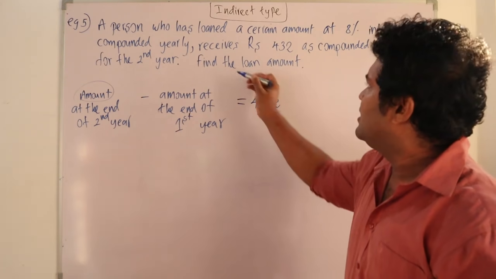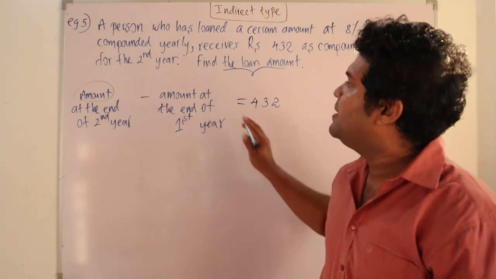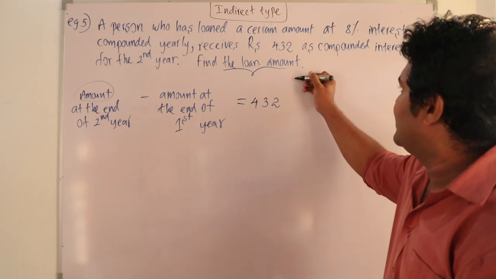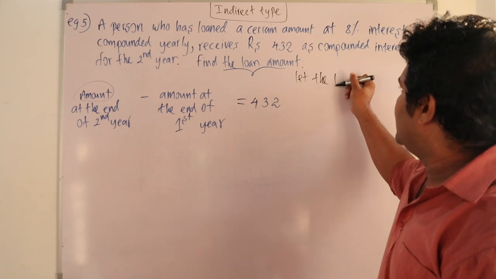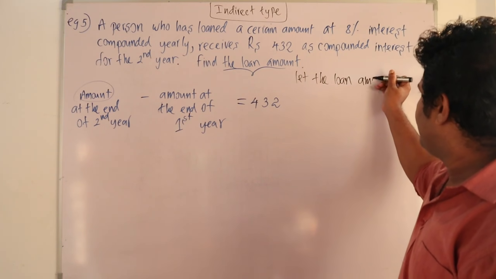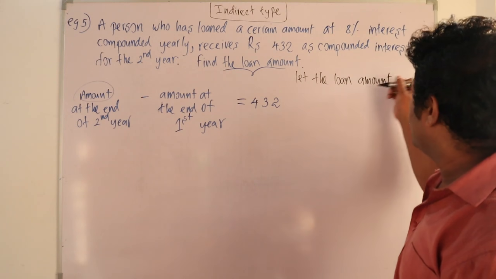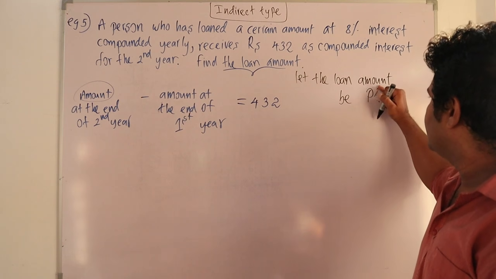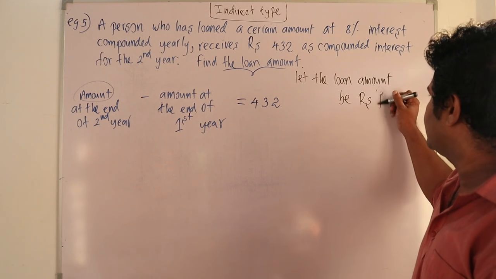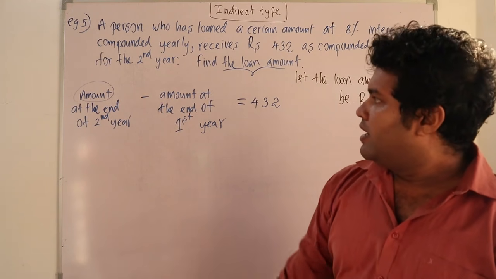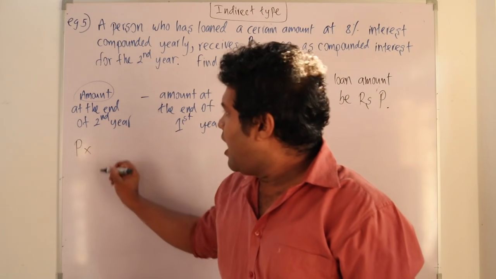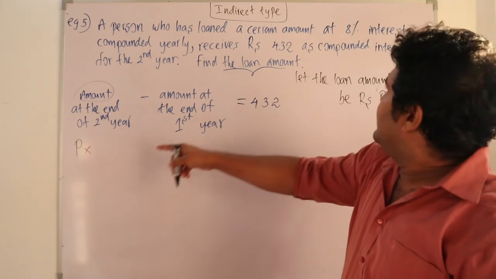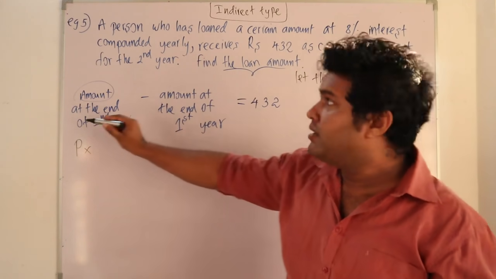The loan amount. Now, how to find the loan amount? Then there must be an equation. Therefore, let the loan amount be P rupees. We have to write that. Then, in terms of P, we have to calculate the loan amount at the end of the second year. Second year amount.